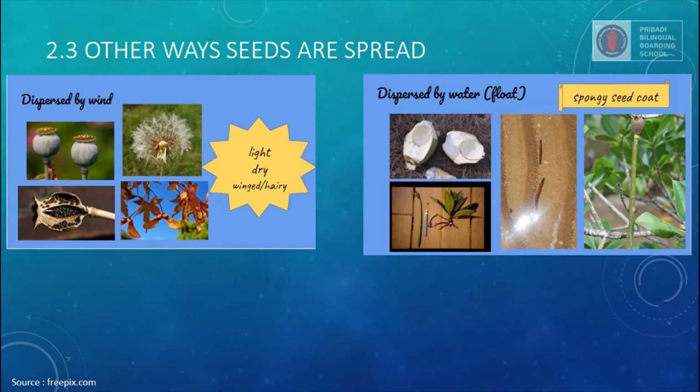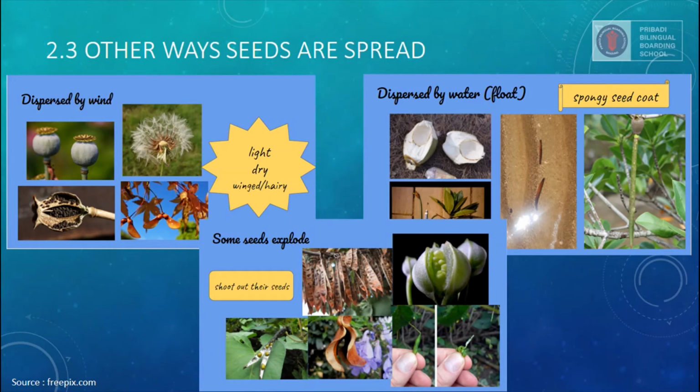Besides, there are also some seeds that are dispersed by water or floating. For example, the coconut and the mangrove seed, or we call it, this is a sea pencil. These seeds can float and be carried by the water because they have a spongy seed coat.